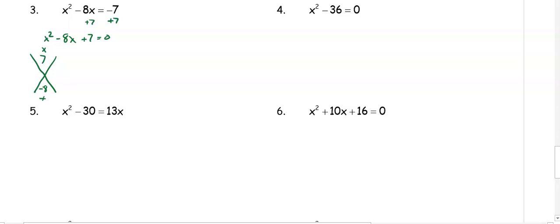The only numbers that we know that multiply to 7 are 1 and 7. In order to get them to add to negative 8, they would both be negative. So we would have x minus 1 times x minus 7 equals 0.